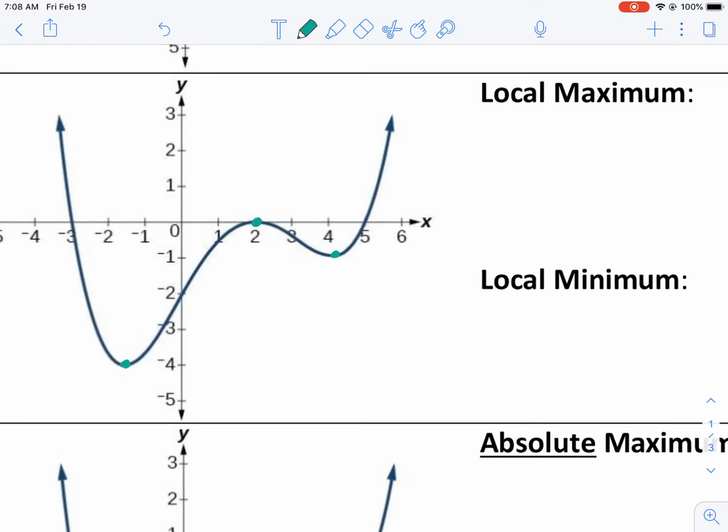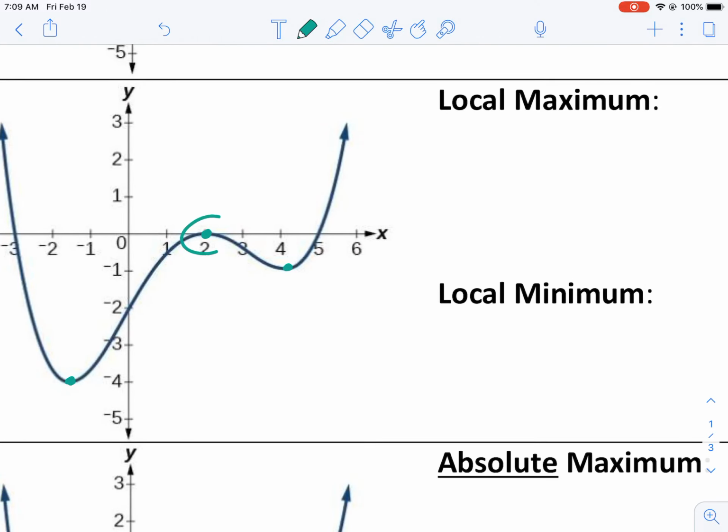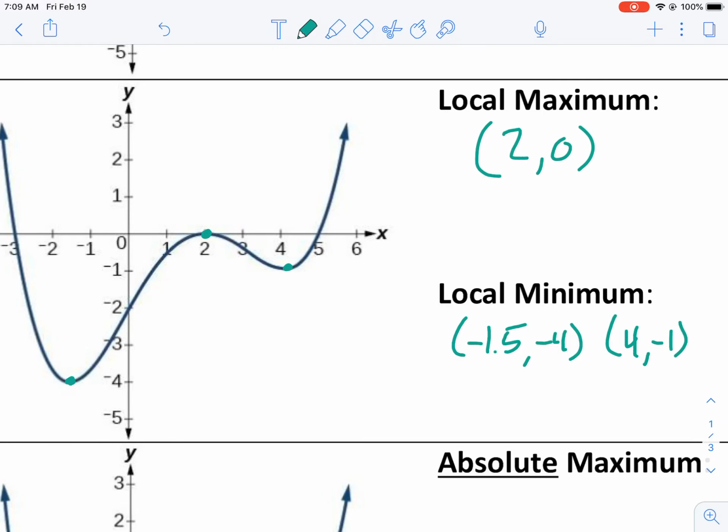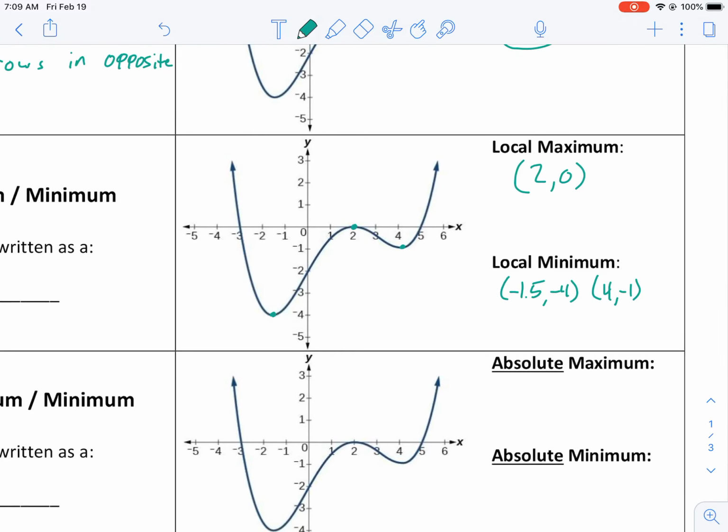So for local maximum, we only actually have one local maximum, and it's right there. So that point is (2, 0). And then we have two local minimums. We have one that honestly looks like it's right in the middle, so it's (-1.5, -4). And then we also have one at (4, -1), okay?